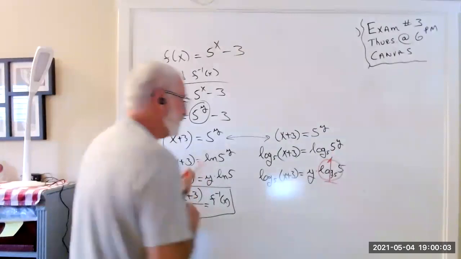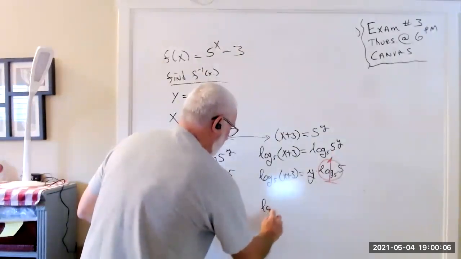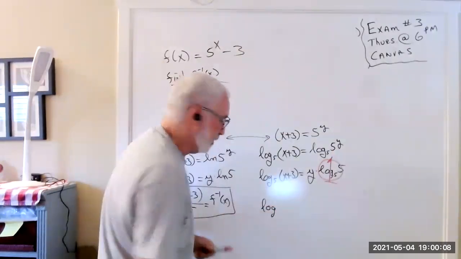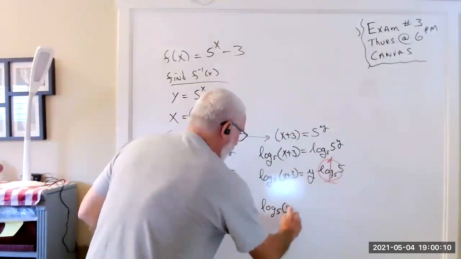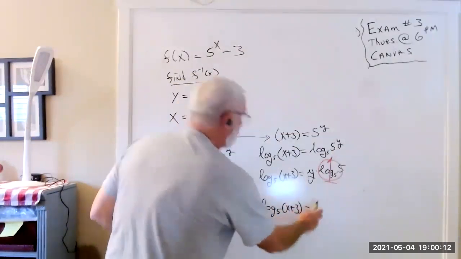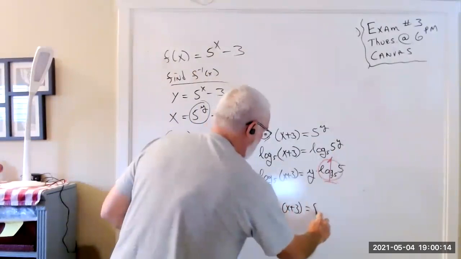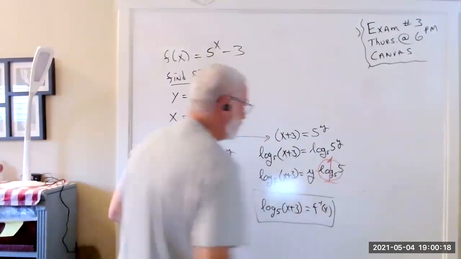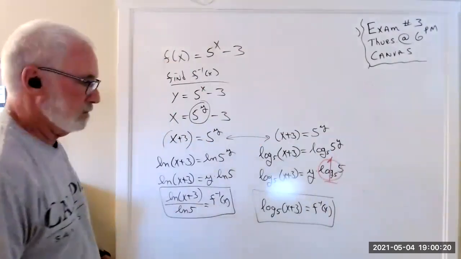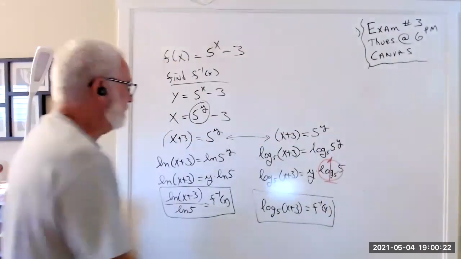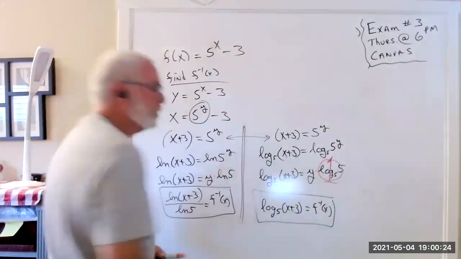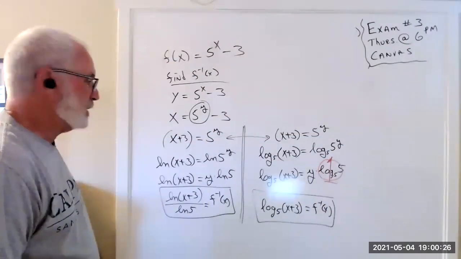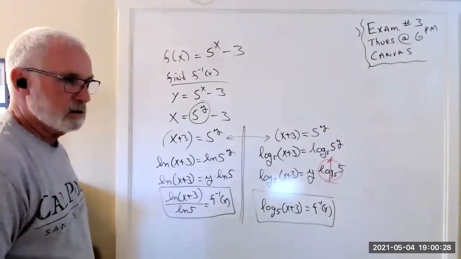So that gives me the problem. This becomes the log base 5. Am I in the glare? No. Of x plus 3 equals, again, in place of y, we put f inverse of x. Okay. Alternate way of doing it. Both ways are perfectly correct.